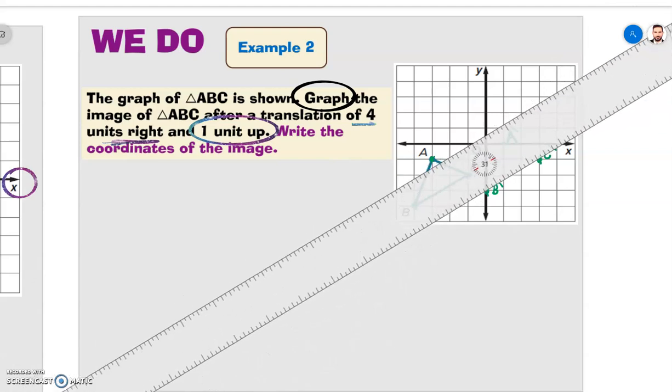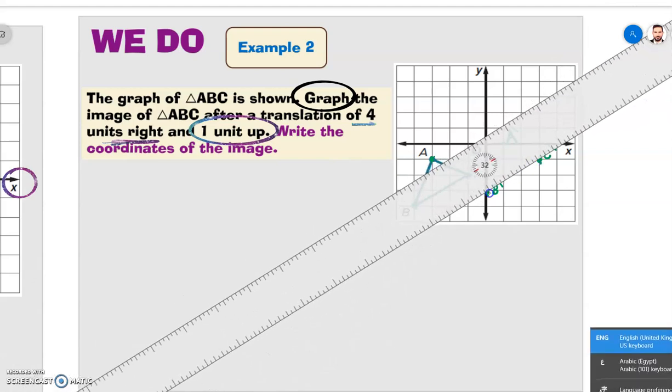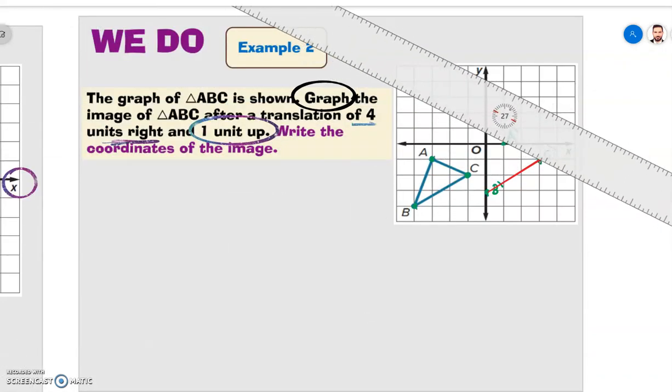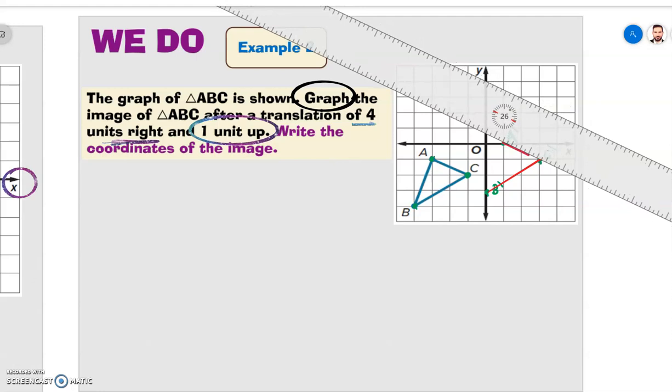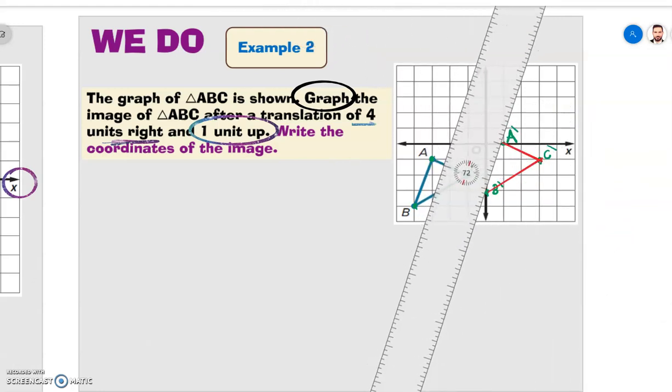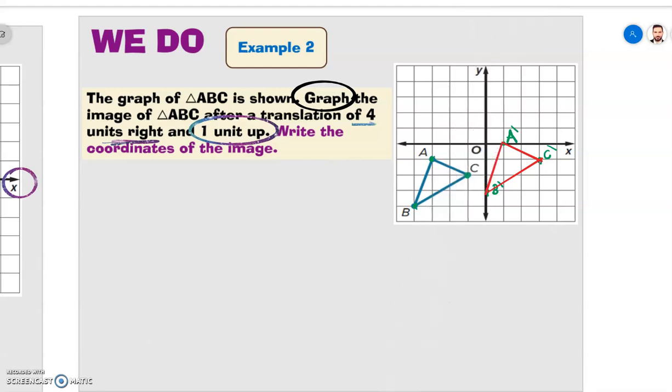Okay. Here is the first line. Match between A dash and C dash. Match between A dash and B dash. And this is the new triangle. Now, write down the coordinates of the image. What are the coordinates of A dash, B dash, C dash?